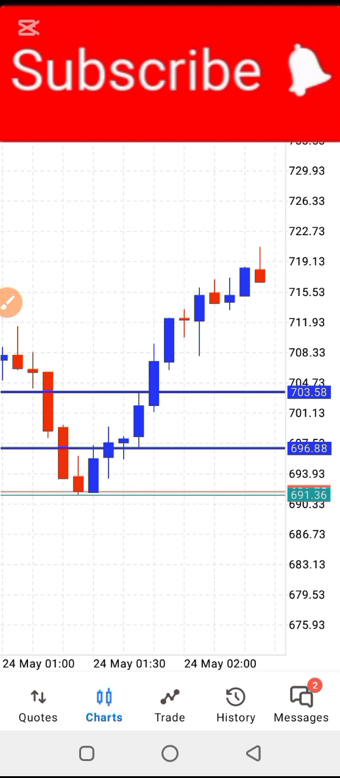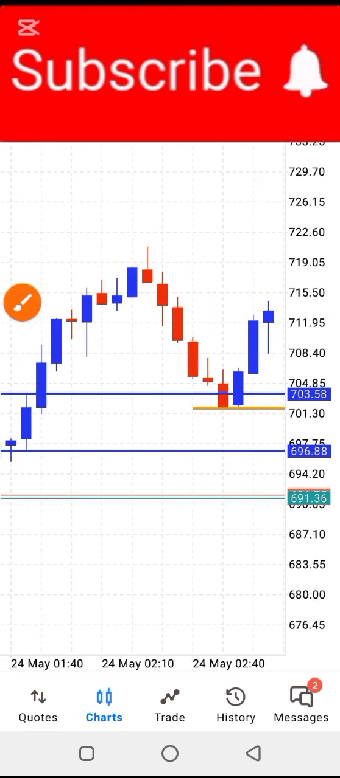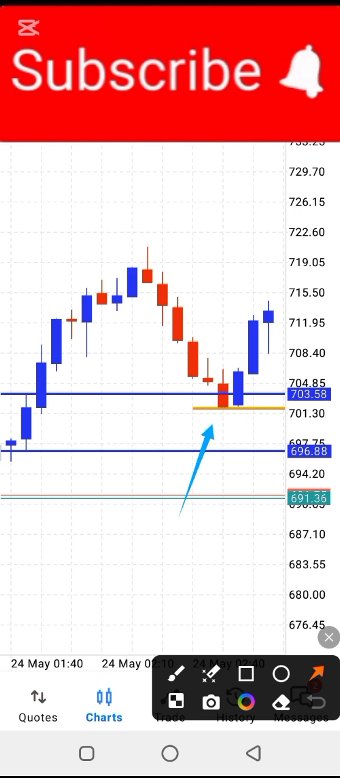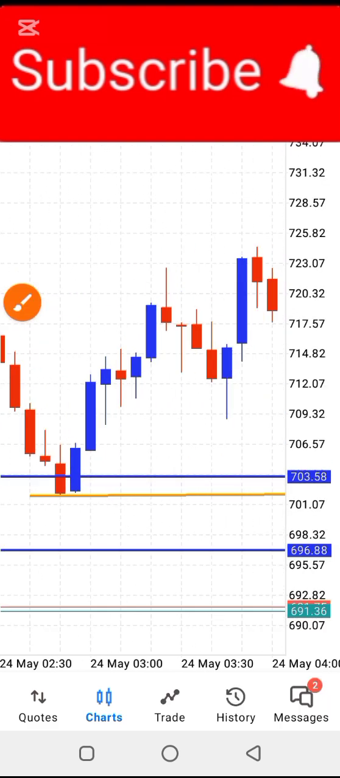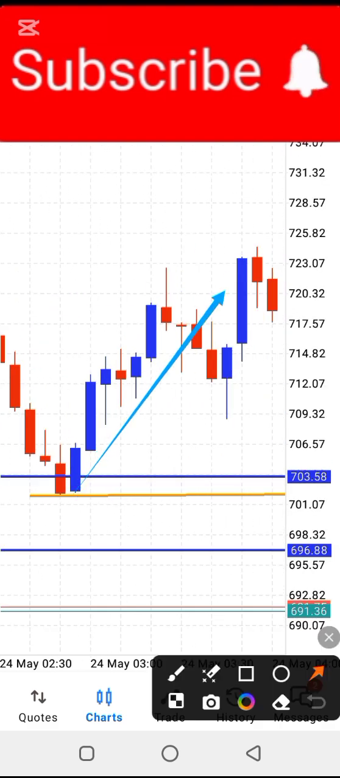Price returned to the level around here. As you can see, if you want to go for one-to-one quickly, you're out of the trade with profits. Let's just see how it went. You can see price even pushed higher from there.